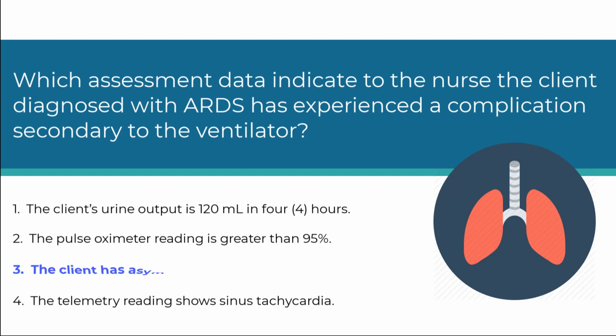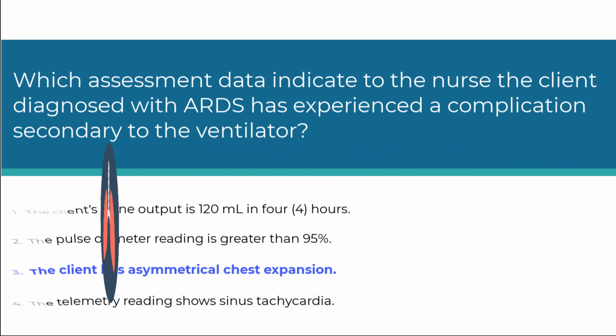Number 3 is the correct answer. Asymmetrical chest expansion indicates the client has a pneumothorax, which is a complication of mechanical ventilation. The other answers are incorrect because number 1 is a normal urine output. Number 2 shows adequate oxygenation. And number 4 is not an indication of a complication. It could result from many different things.